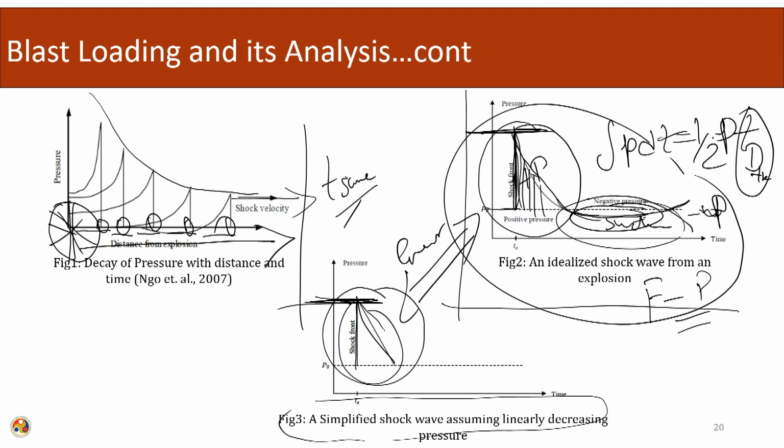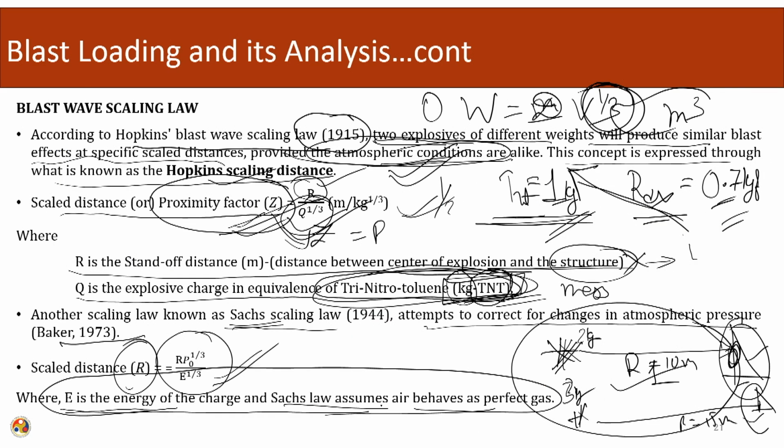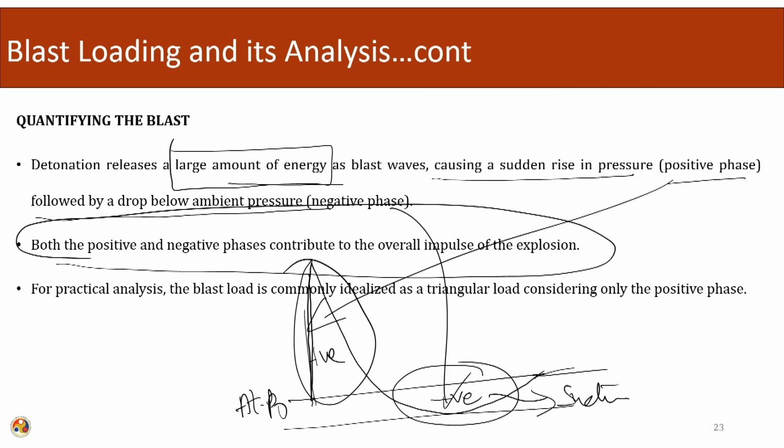From here we can calculate our T d positive, which in principle has the same amount of impulse, because the area for both the portions is the same. So, we keep the same impulse area, we keep the same magnitude, and we calculate the equivalent positive phase duration. This is how, for practical analysis, we convert from the actual blast profile of the Friedlander profile to an idealized triangular load considering only the positive phase duration.